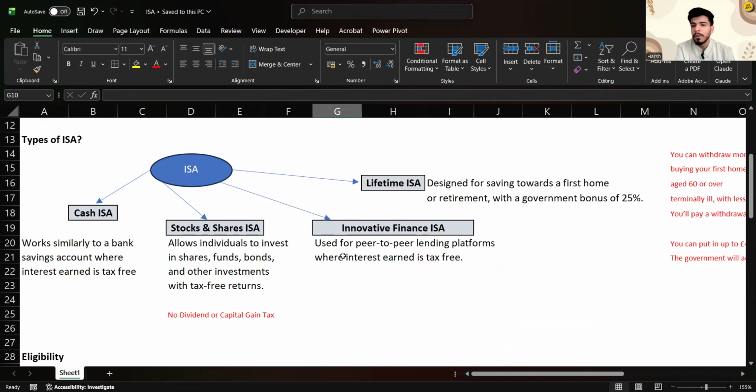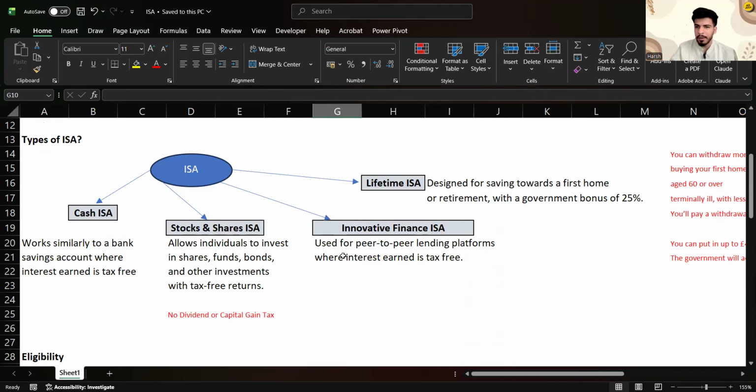Now, the next one is the stocks and shares ISA. Instead of going through the usual way of investing in stocks and shares, you open an ISA account and invest via that. This helps you to invest in shares, funds, bonds and other investments without any tax. But here things are a bit riskier, because the stock market is dependent on market conditions and it is risky.